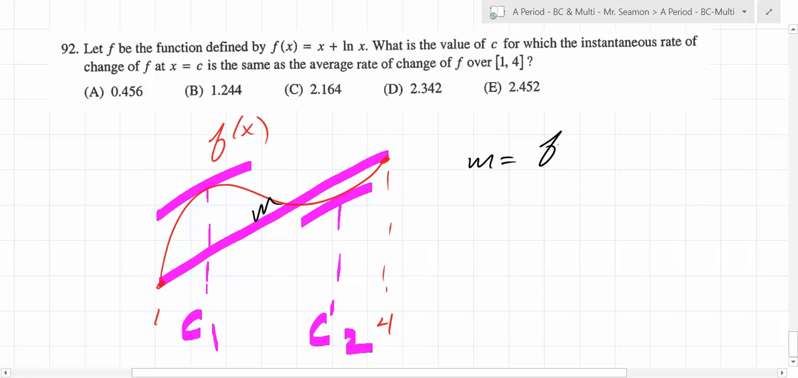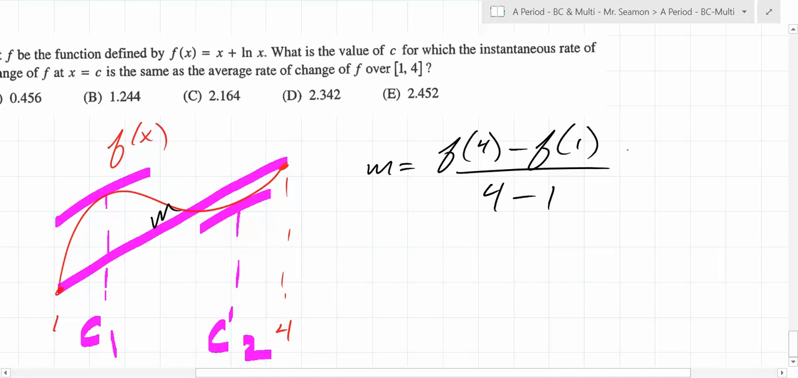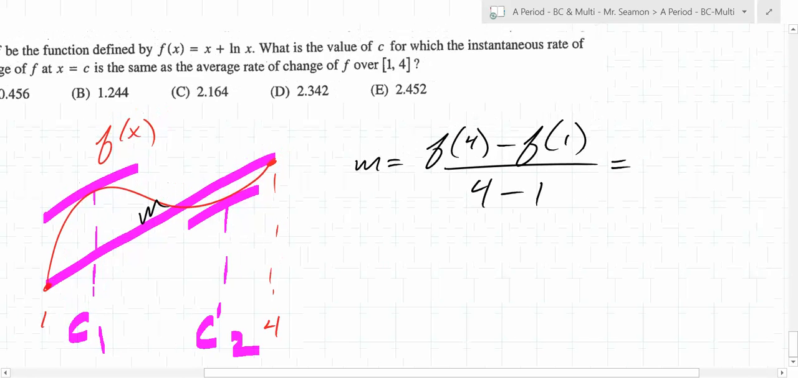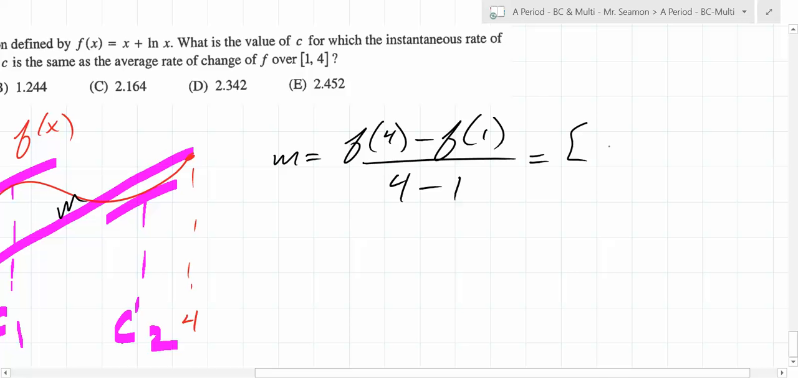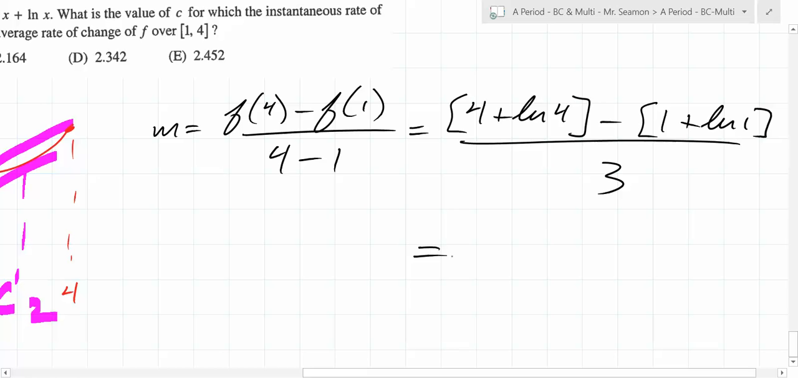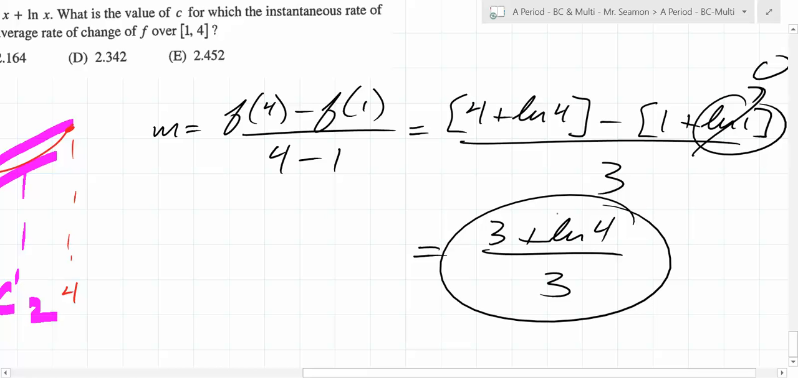Literally find slope, right? It's going to be f of 4 minus f of 1 over 4 minus 1. Just going to write out the whole thing, right? So you use your calculator. Could someone use their calculator and tell me what m is going to be? It's going to be 4 plus ln 4 minus 1 plus ln 1 all over what? 3. And what is ln 1? 0. So you end up with what? 3 plus ln 4 over what? 3. Okay, so that's your m value, right?